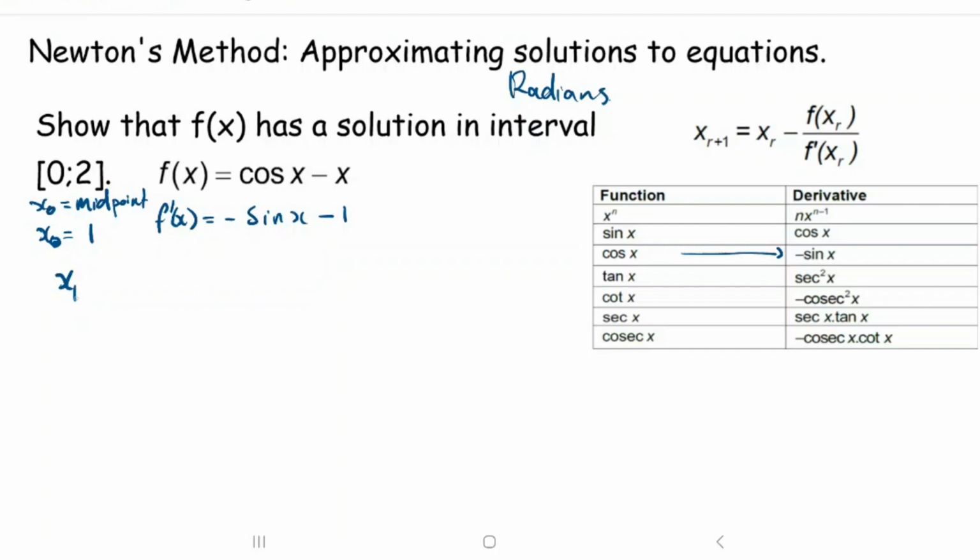So we then proceed with our method for Newton. If you want to find out what the next term is, we'll substitute 1 and go 1 minus the actual function there, cos of 1 minus 1, over minus sine of 1, and brackets, minus 1. Just a reminder of what we're going to do in our calculator: we'll run an iterative process on our calculator to check out what our solutions are, and then we'll be able to take it from there.